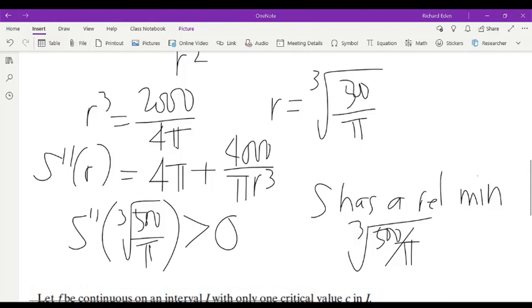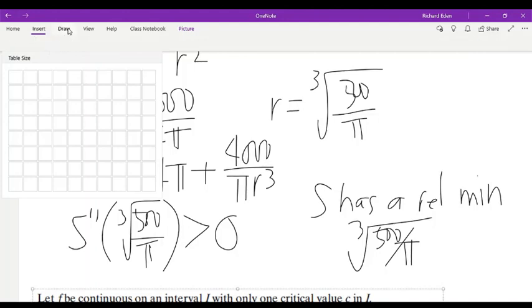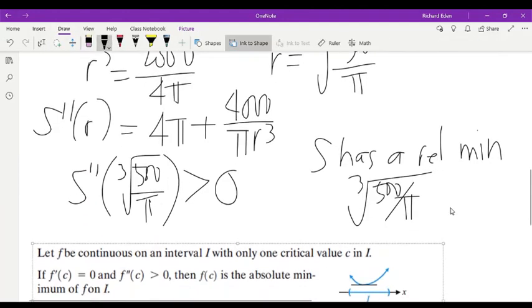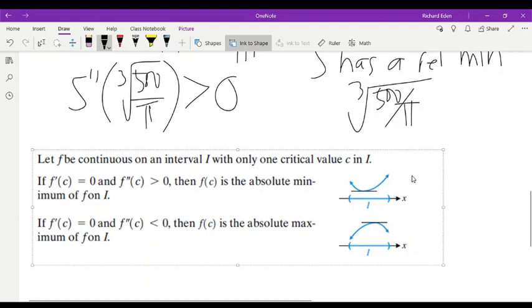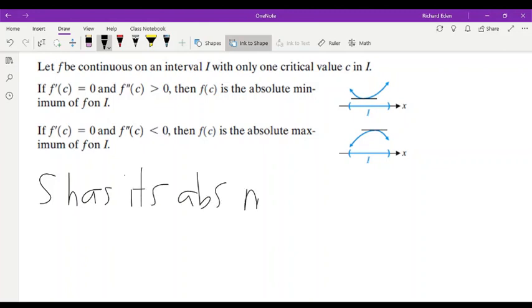My train of thought stopped there. This is the only critical number we have. Where was I? Therefore, s has its absolute minimum at the cube root of 500 over pi.